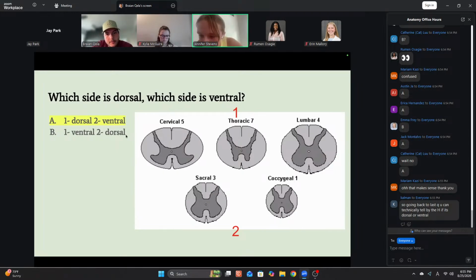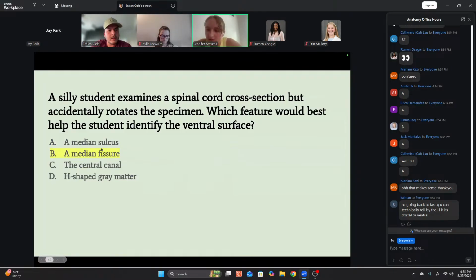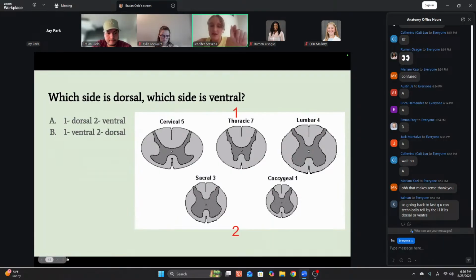Go back to the last key. You can technically tell by the H. Yeah, so you can definitely tell by the H. The part that connects to the border of the spinal cord, you can tell that is the dorsal side. And where it doesn't connect, where you have white matter between the gray matter and the edge of the spinal cord, that's usually the ventral side. Not usually, always the ventral side.